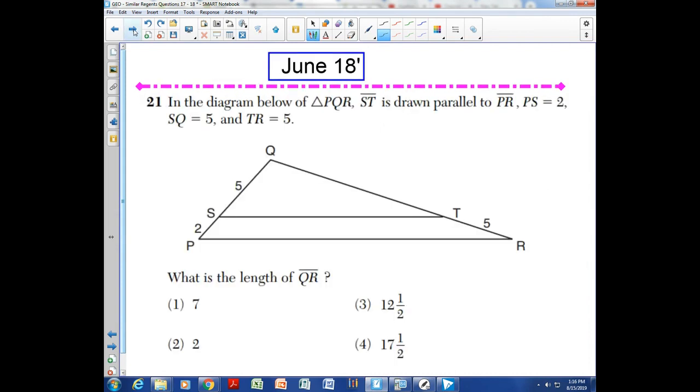June 18, question number 21. In the diagram below of triangle PQR, ST is drawn parallel to PR. Put in the arrow. PS is equal to 2, SQ is equal to 5, and TR is equal to 5. Find the length of QR.